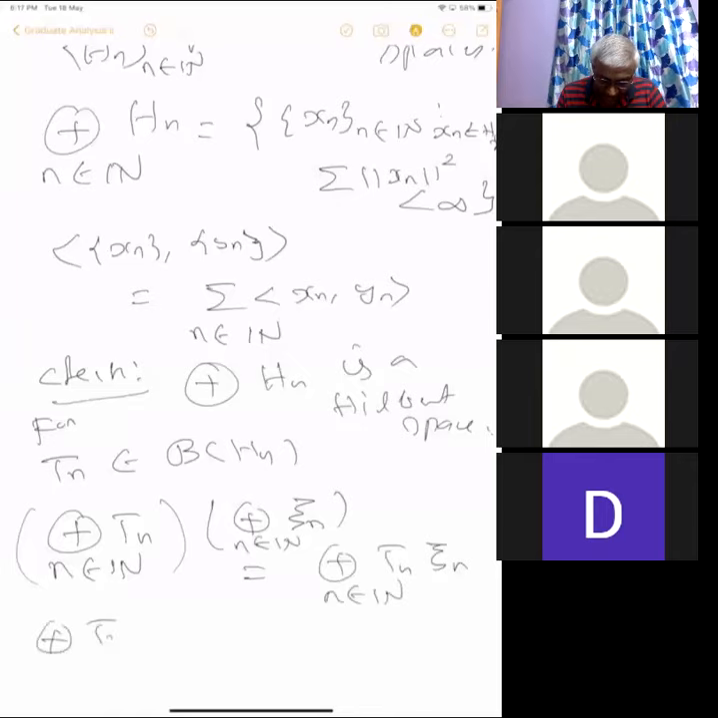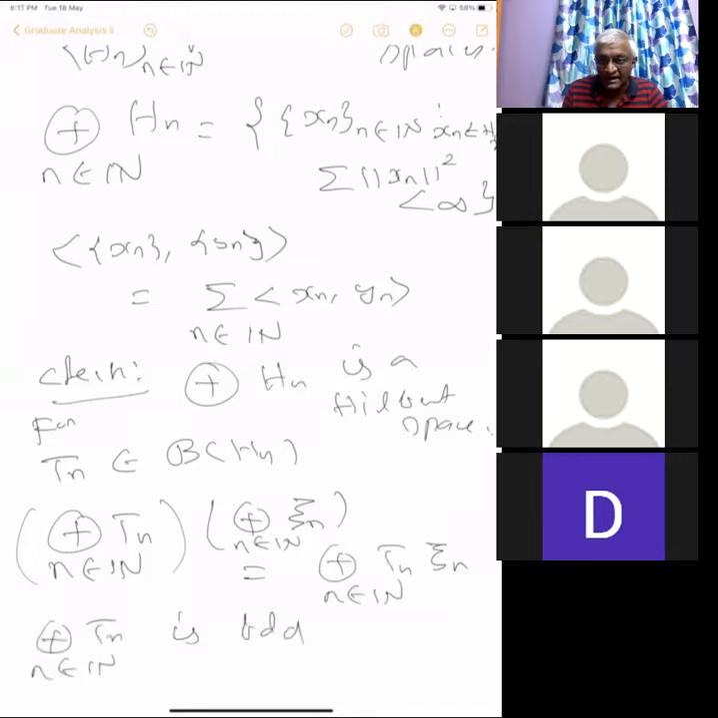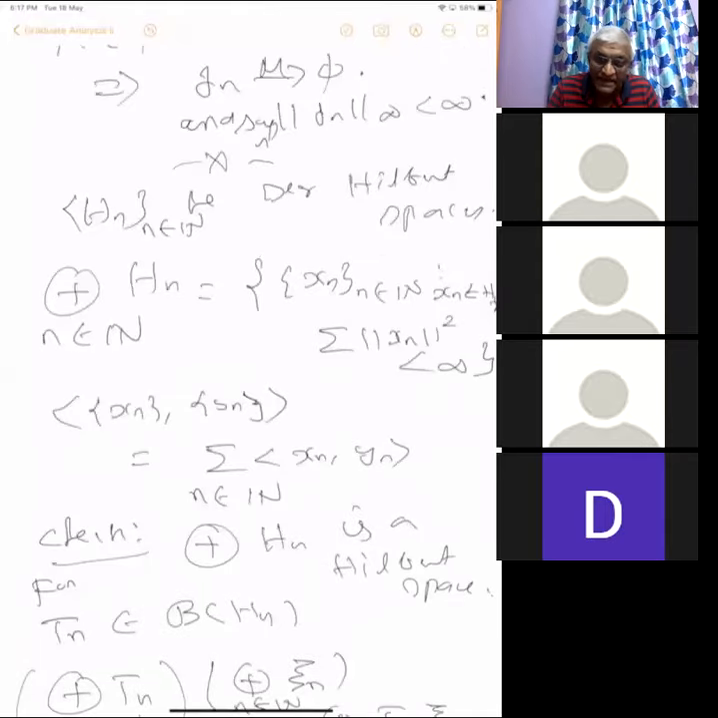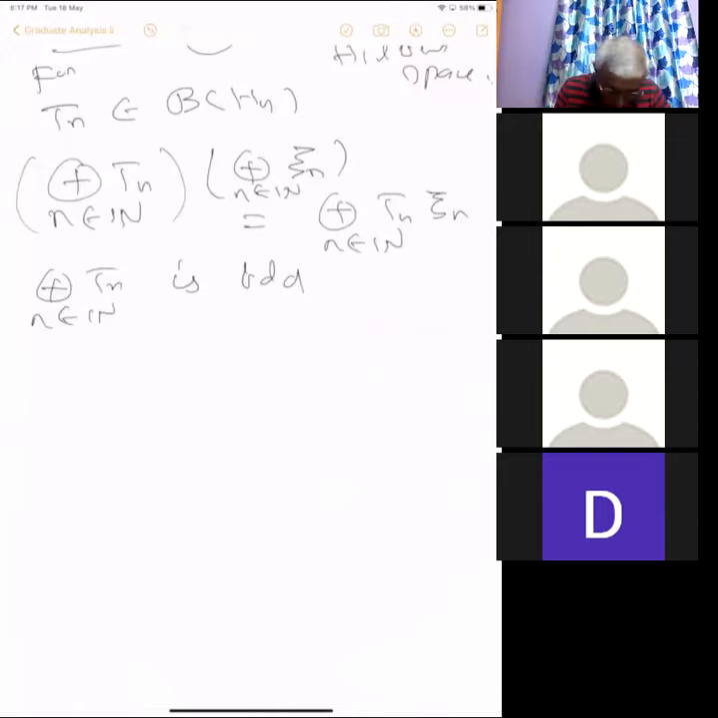So this direct sum of Tn, n in N, is bounded. You can define an operator like this, but then it has to make sense, and it's a bounded operator. You can take the finite direct sum. This direct sum is just the completion of the finite direct sum. Alternatively, you can define the direct sum of Hn, n in N, by just taking the finite direct sum.